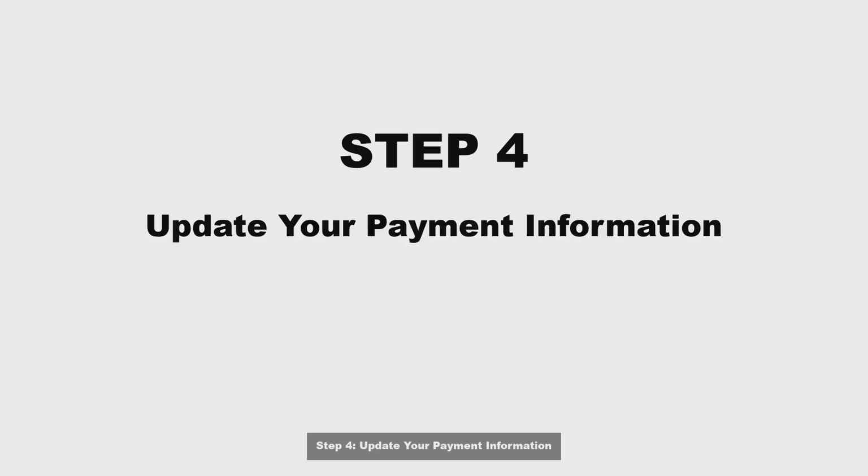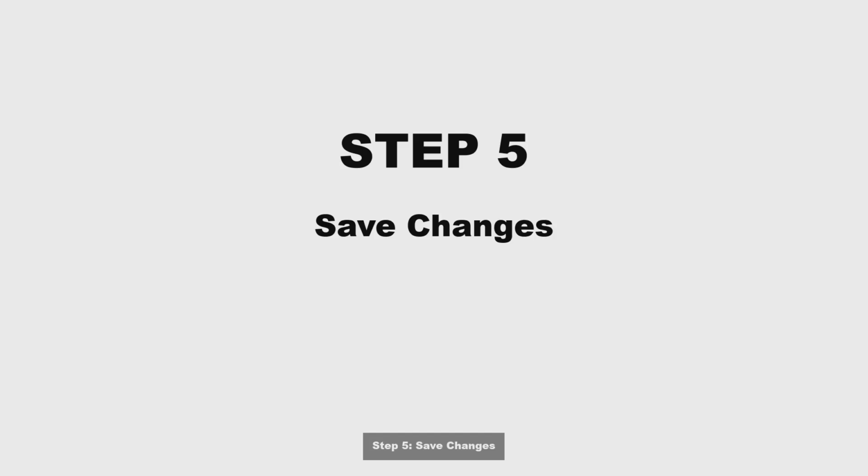Step 4. Update your payment information. Choose the payout method you wish to change. You can add a new payment method or edit an existing one. Enter the required information accurately to ensure successful transactions. Step 5. Save changes. After updating your payout method, make sure to save your changes.